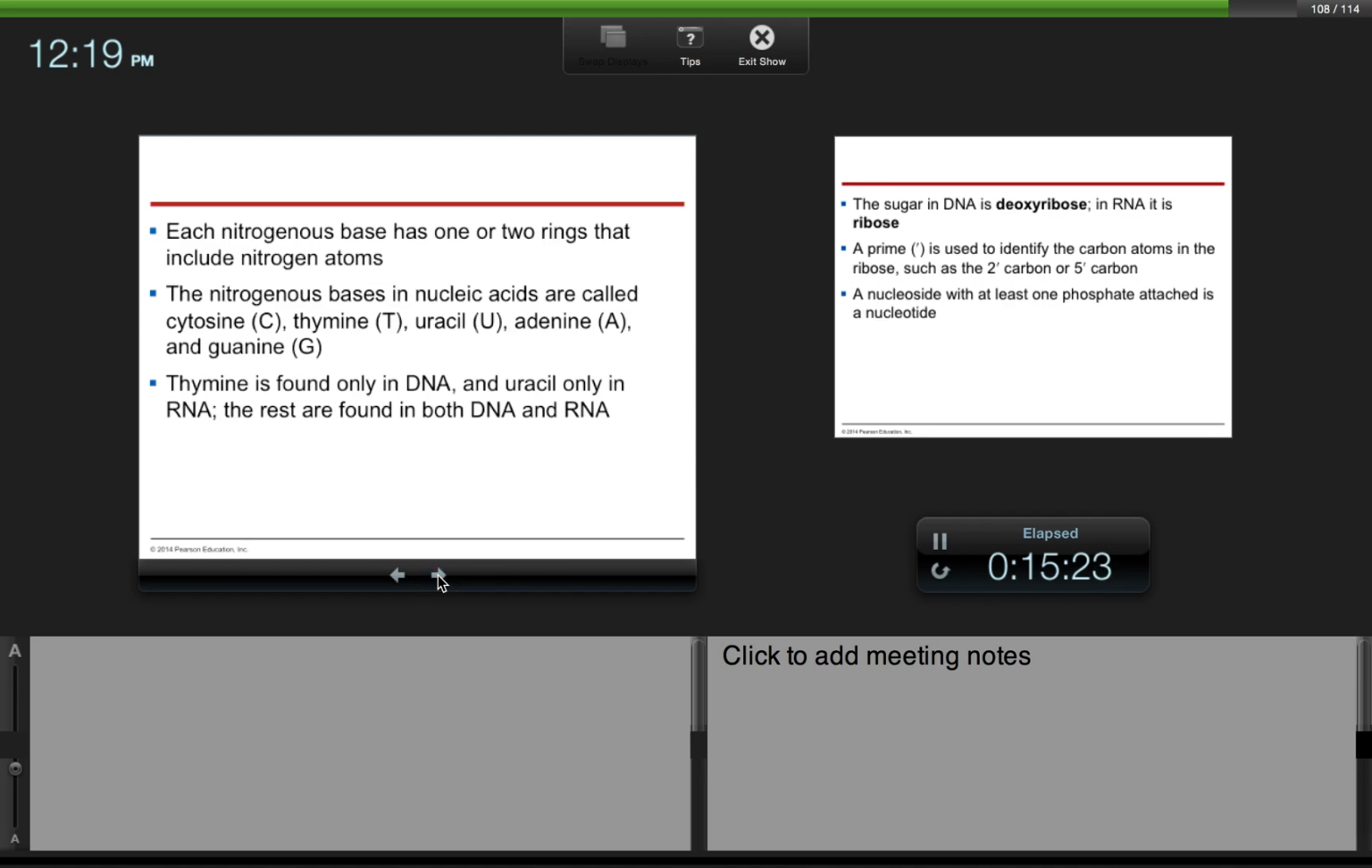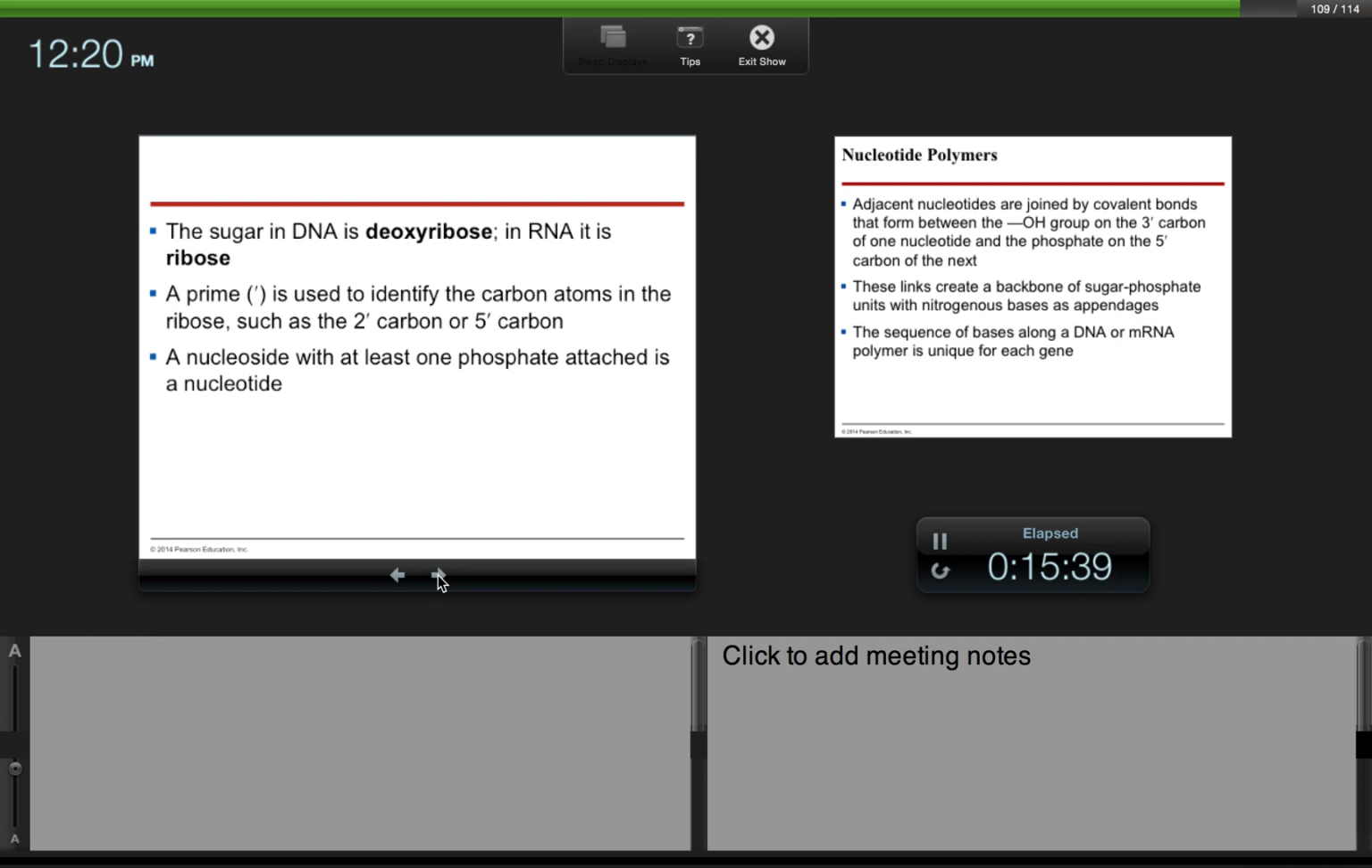Each nitrogenous base has 1 or 2 rings that include nitrogen atoms. The nitrogenous bases in nucleic acids are called cytosine, thymine, uracil, adenine, and guanine. Thymine is found only in DNA. Uracil is found only in RNA. The rest are found in both DNA and RNA. The sugar in DNA is deoxyribose, in RNA it's ribose.